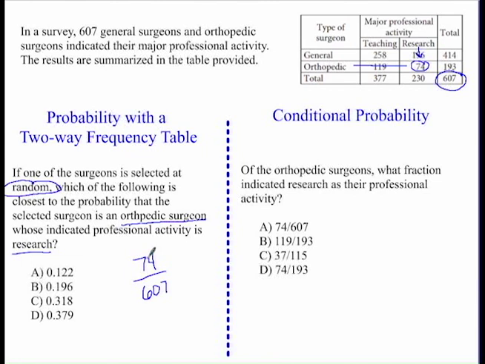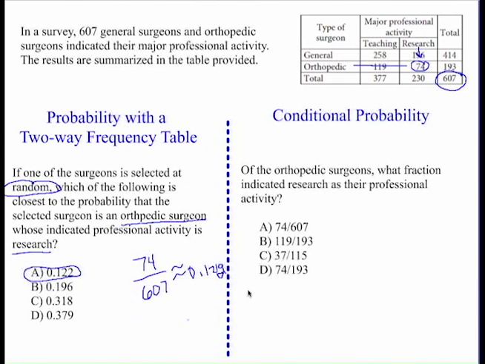So 74 divided by 607 gives me an approximate decimal of 0.1219. Sorry, I wrote it weird there. 0.1219. Looking at the choices, the closest probability would be A, because I could round this up since the next number is 9. So 0.122 is what I would say. Notice that with this example, it's a random sample out of all of the surgeons.